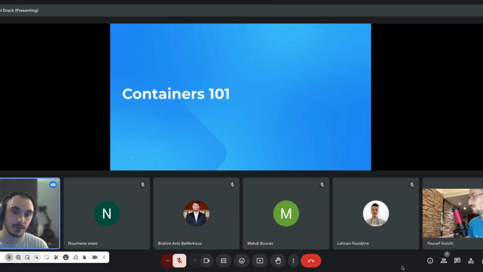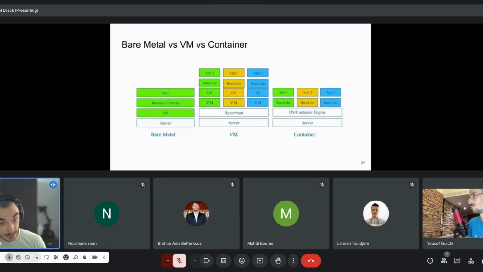Okay, so containers 101. Back in the day, the first thing we had was this bare metal server approach, where you basically just have bare metal, you have your server, you install an operating system on there, then you install your binaries, your libraries, the compiled code, and the application on top. With binaries and shared libraries on the same system, you're definitely going to run into problems there.